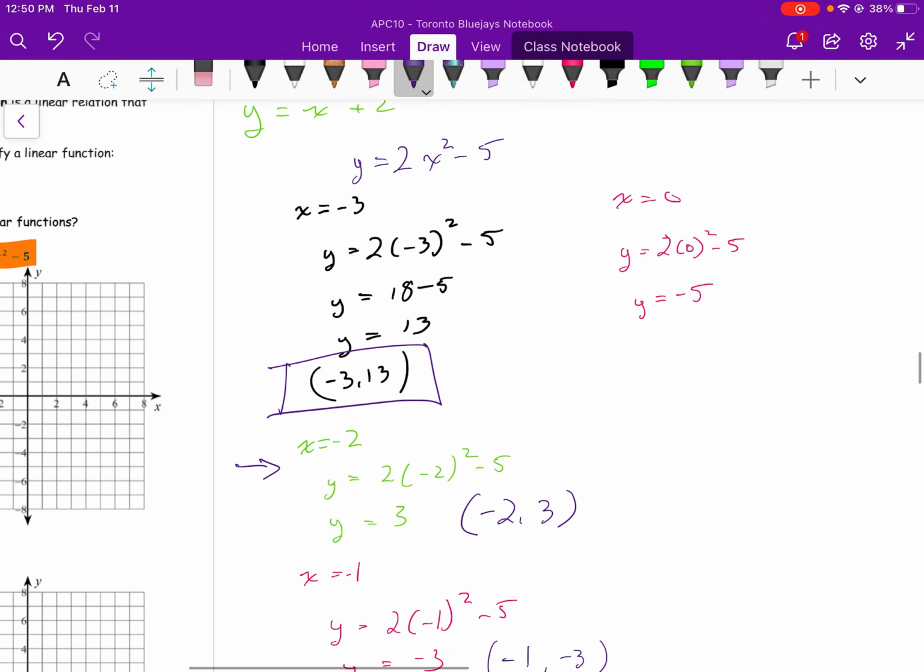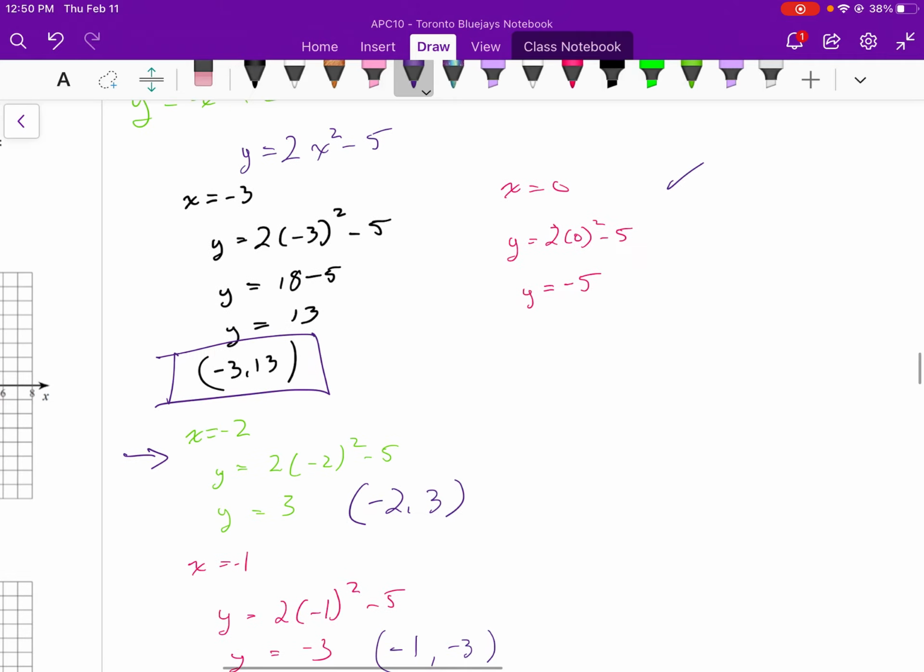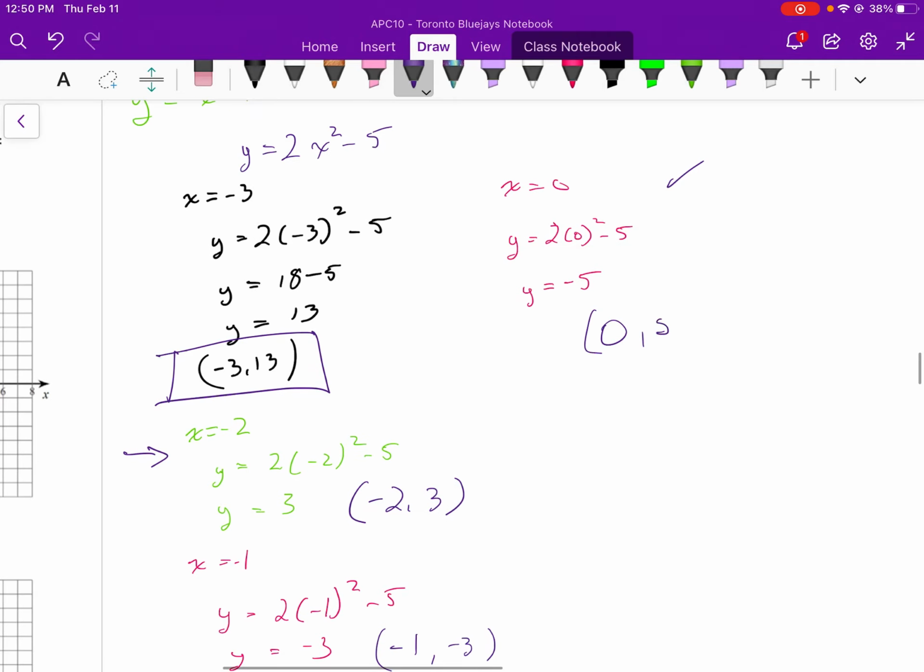Now, this is a really important point for a number of reasons. Number one, it's really easy to calculate. If x is equal to 0, by far, that's the easiest to calculate. 2 times 0 squared is 0, minus 5 is -5. So this has point 0, -5.